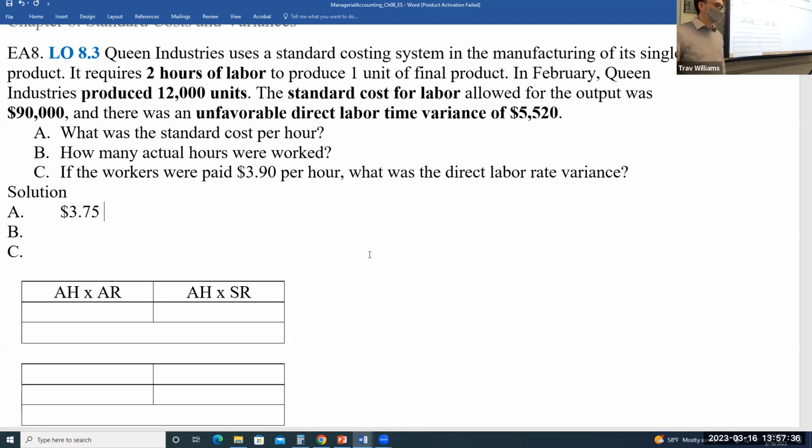that I just can't think of at the moment. So the standard cost per hour was $3.75 of labor. Okay, so now how many actual hours were worked? So how can we figure that out?